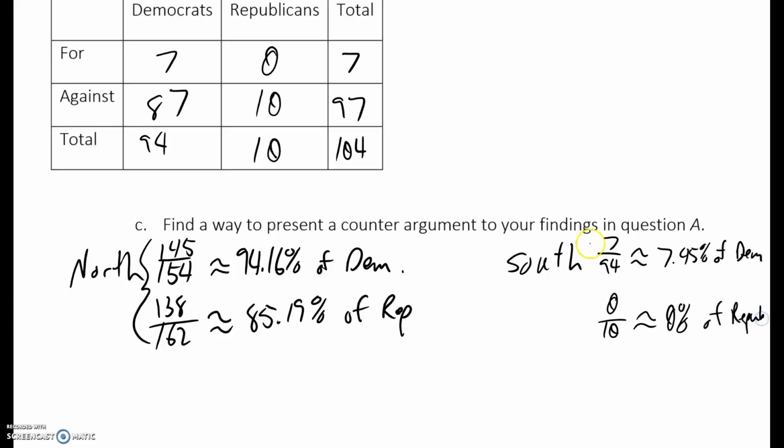Okay, so when we take a look at the whole picture, in terms of all the people voting in favor of this act, there was a higher percentage of Republicans, the 80.23% we found at the top versus the 65.32% for Democrats. But when we take a look at the individual regions, in the north, 94.16% of Democrats voted in favor of it versus 85.19% of Republicans. And in the south, we have 7.45% of Democrats versus 0% of Republicans.